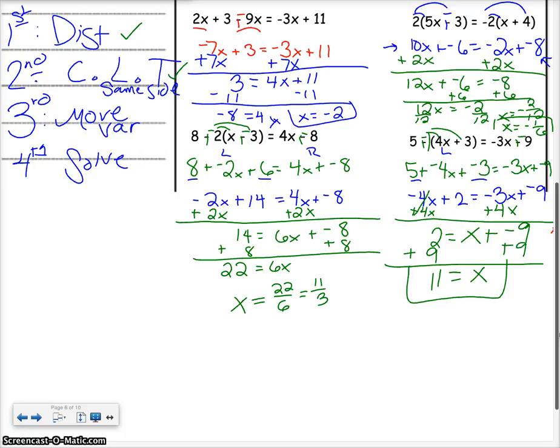So, just to summarize, what you want to do first is distribute, combine like terms on the same side, move the variable, the smallest one, solve.